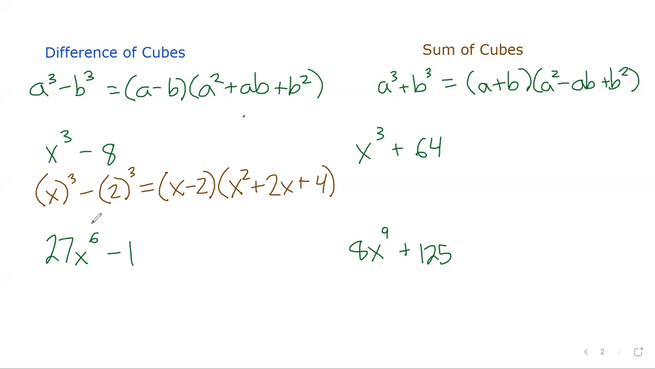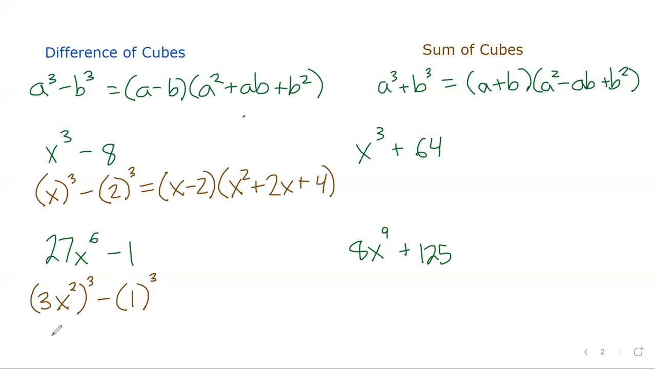That means this term's a perfect cube, this term's a perfect cube, and so we can use this difference of cubes pattern. I'll write it as we've been doing with these other ones. 27 is 3 cubed, x to the 6th is x squared cubed. So in total, this term is 3x squared cubed, and then minus 1 cubed. If we're following along with this pattern, that means every place we see a, we replace it with 3x squared, and every place we see b, we replace it with 1.